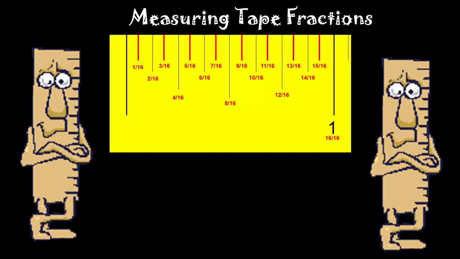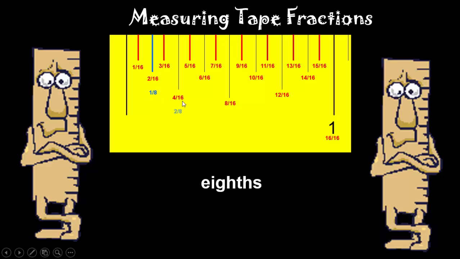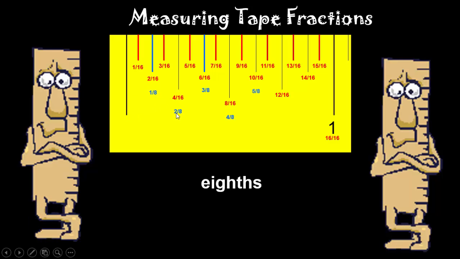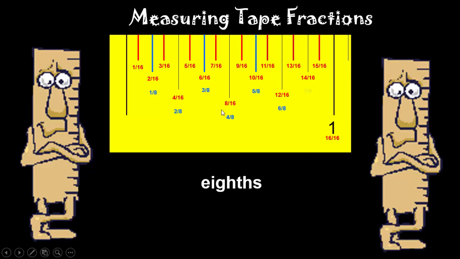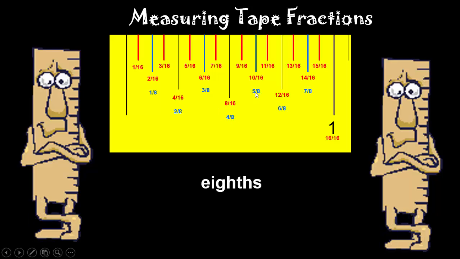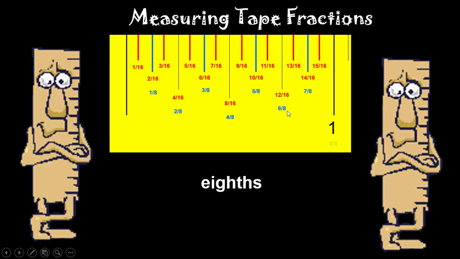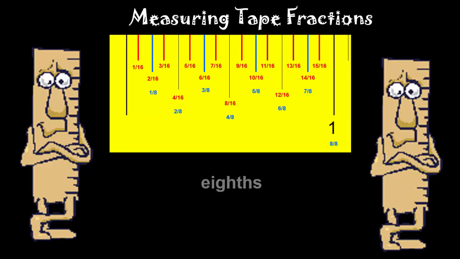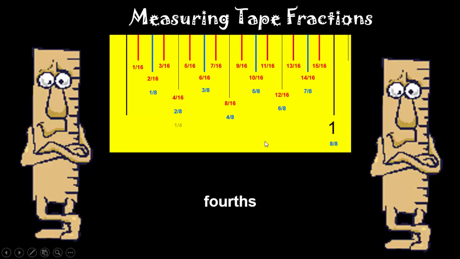The next set of little lines that we're going to deal with is the eighths. And the eighths are the blue ones here. We have 0/8 we start with, then 1/8, 2/8, 3/8, 4/8, 5/8, 6/8, 7/8, and 8/8 is equal to 1.